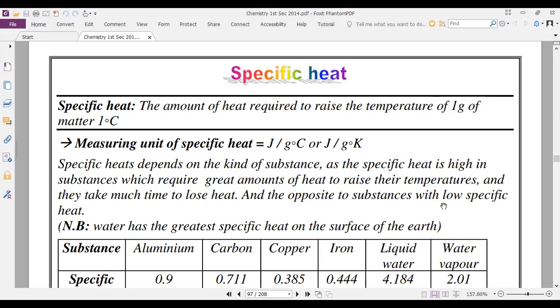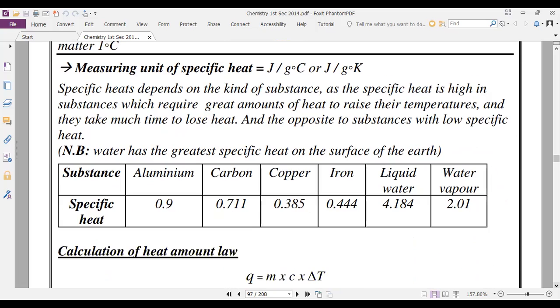Specific heat is the heat to raise the temperature of 1 gram by 1 Celsius. So this is an example of substances that differ in their specific heat. Aluminum, for example, 0.9. Carbon, 0.7. Copper, 0.38. Iron, 0.4. Liquid water, 4.18. Water vapor, 2.01. Liquid water, 4.18.